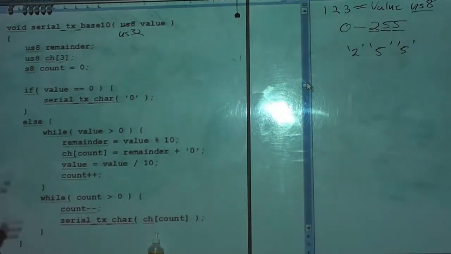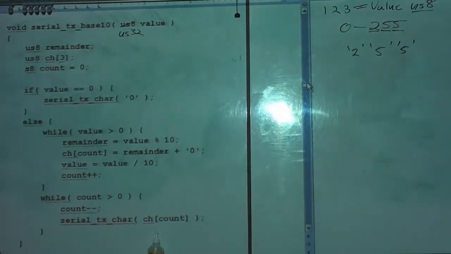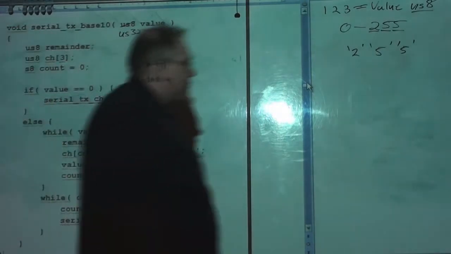Okay, count is going to keep track of which letter we're on, or which number we're on. And like I said, the remainder keeps track of our remainder. So a funny thing happens though. If our value that comes in is 0, we don't need to do any conversion. All we need to do is print out the number 0.